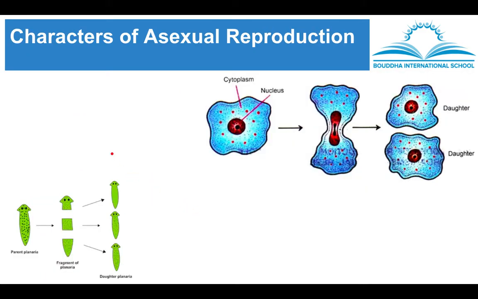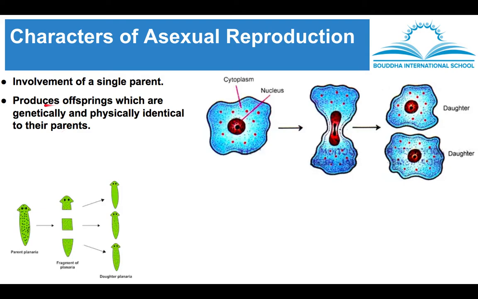Let's learn some characteristics of asexual reproduction. Since there is no union of male and female gametes, during asexual reproduction only one parent is involved. Here the male and female parents are not necessary. Similarly, as I told you before, during this reproduction there will be no exchange of gene. That is why the offsprings and parents are genetically and physically identical.